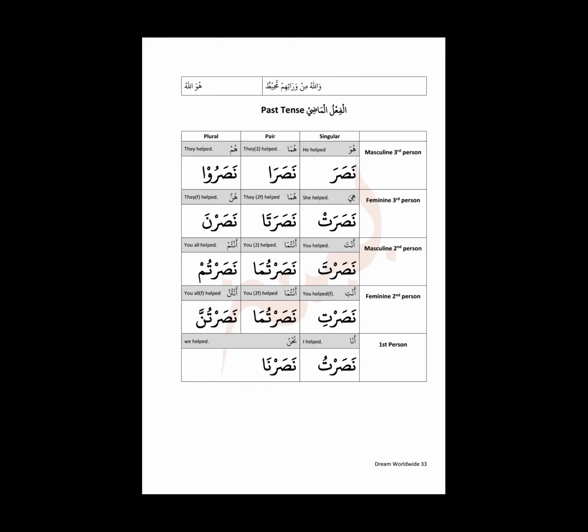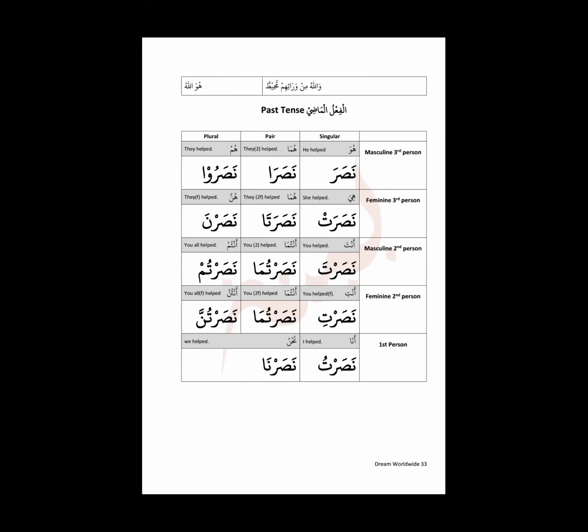Now, sometimes what happens is that people mix these endings with attached pronouns. So how to differentiate between them? That also depends on the jazm you see on the ra here. Inshallah, when we go to the exercises, we'll see. I don't want to confuse you right now. And then we've got the first person, nasartu is ana, and nasarna is nahnu.